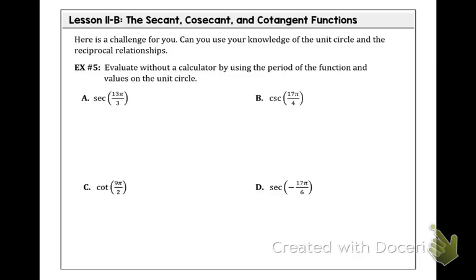Welcome to your Unit 3, Lesson 11, Part B notes. So we're going to continue talking about our secant, cosecant, and cotangent functions.